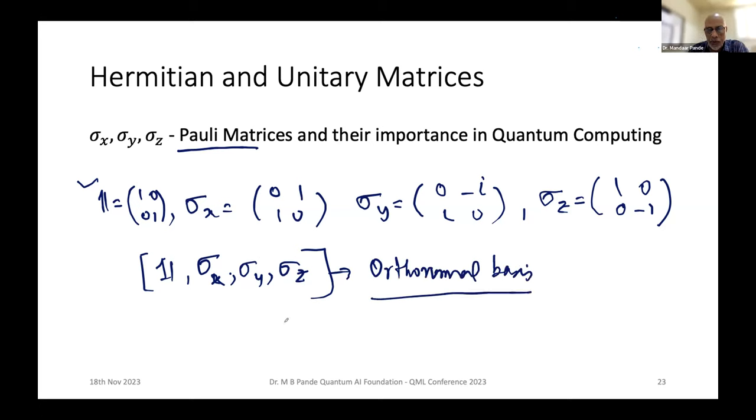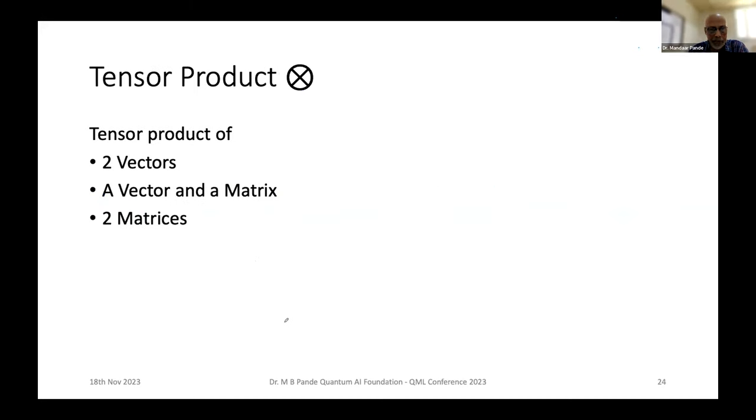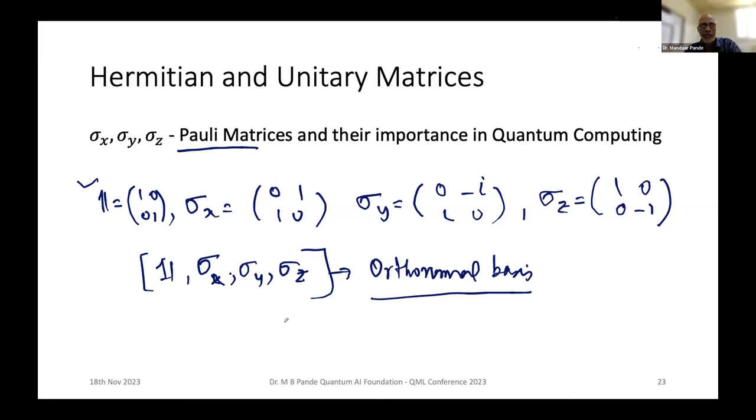Okay, so I'm going to stop at this point. Tensor product is something I'll probably cover by sharing this slide deck if you wish, but I'm sort of done at this point given the paucity of time.